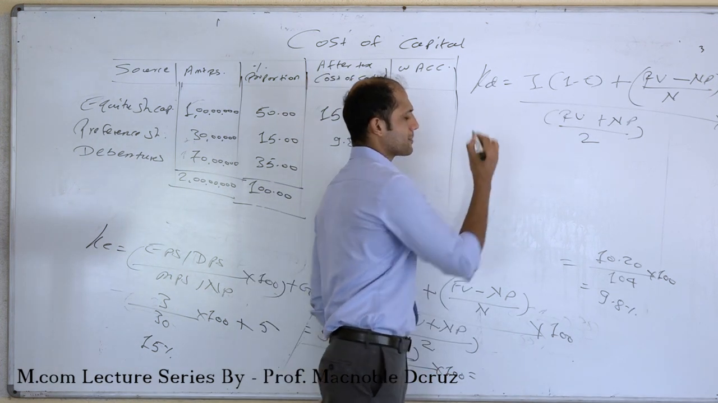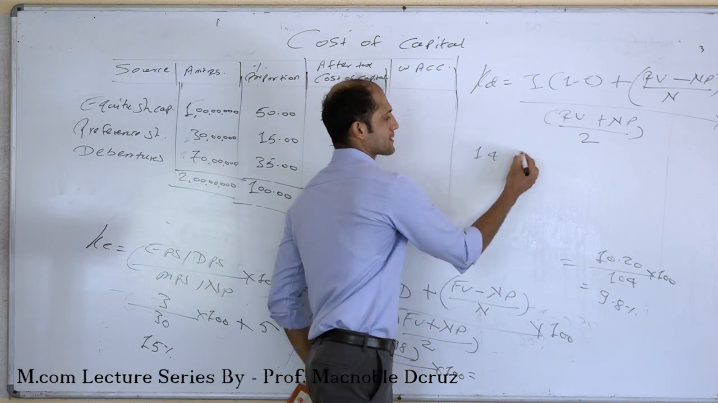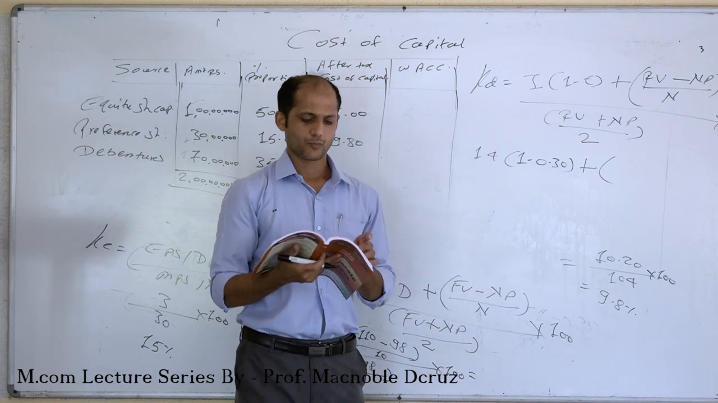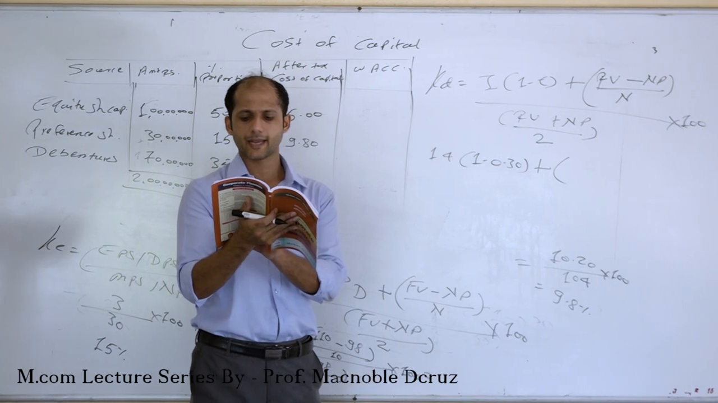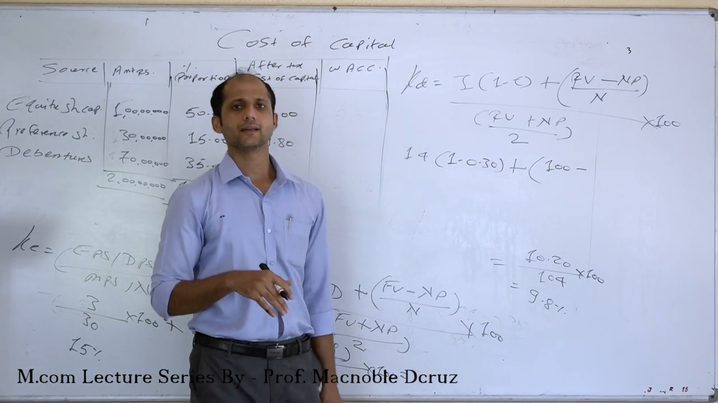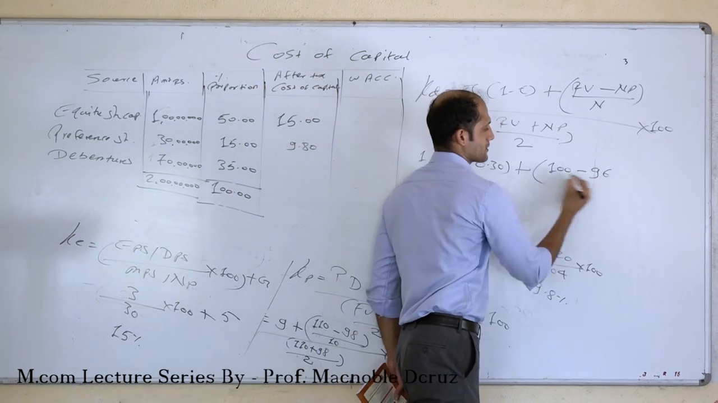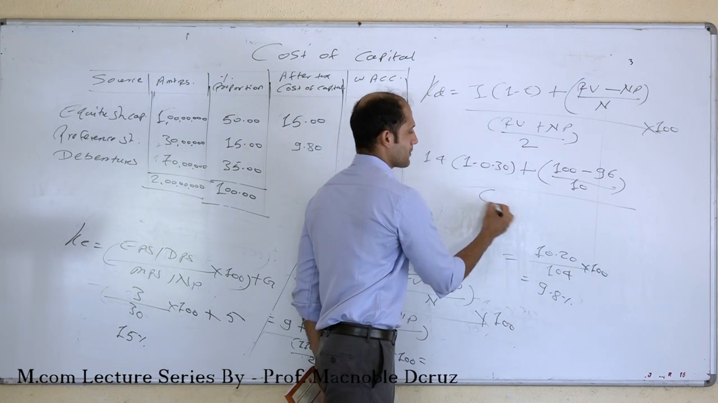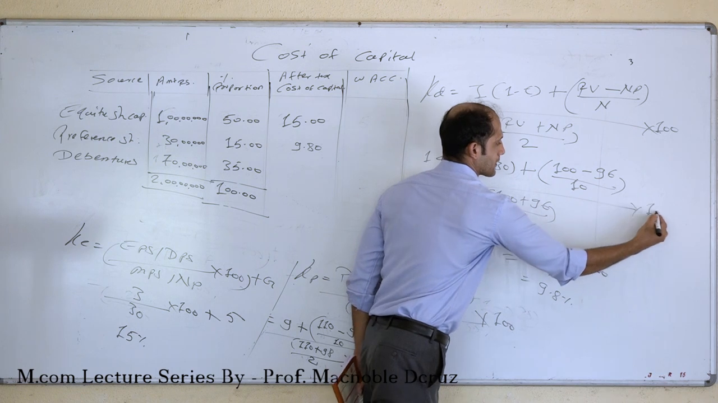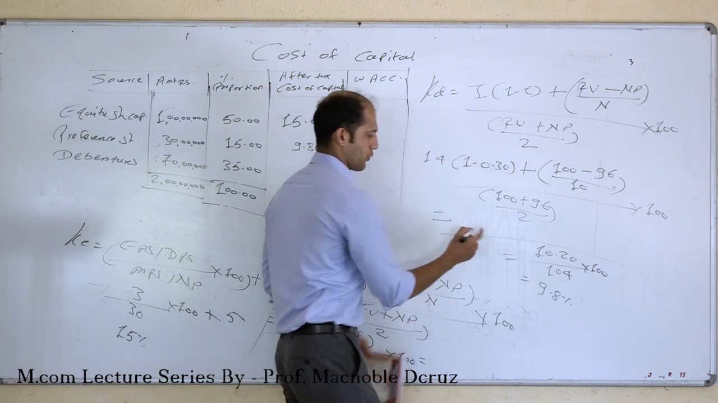Now, cost of debt is 14% as mentioned in the problem, and tax is 30%, plus redeemable value. The problem tells us that debentures are redeemable at par and having 4% floatation cost after 10 years. So redeemable value is 100, but we are getting 4% less, means 100 minus 4%, that is 96, divided by 10 years. Divided by redeemable value 100 plus 96 divided by 2 into 100. So you just compute the equation, you will get the cost 10.41%.